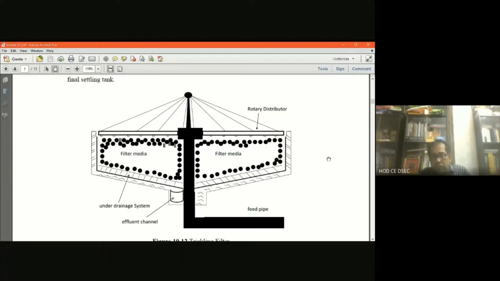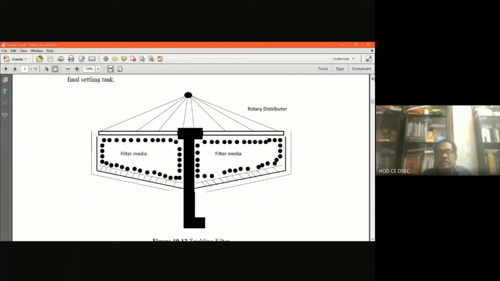So the carbonaceous organic matter will be treated by the bacteria. So the efficiency of the trickling filter depends on where the attachment surface is provided. So this is the classic example of the attached growth process of the biological reactor. And at the bottom you can see the under drainage system, and from the under drainage system the clear effluent is collected, and the feed pipe is where the influent wastewater is coming, and it is spread through the rotary distributor, and it is trickling.